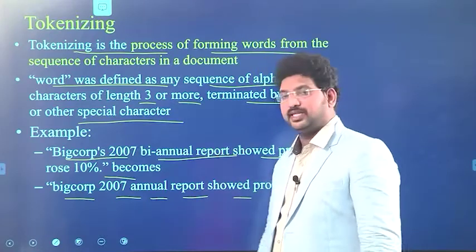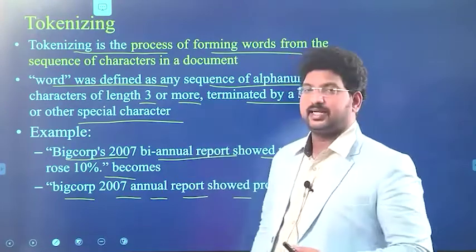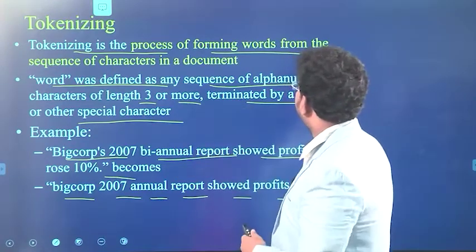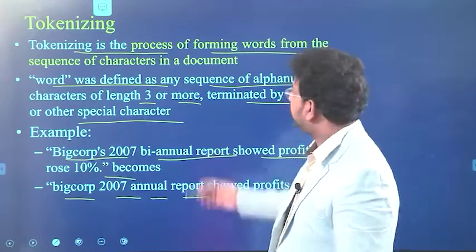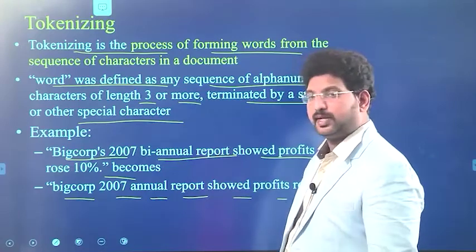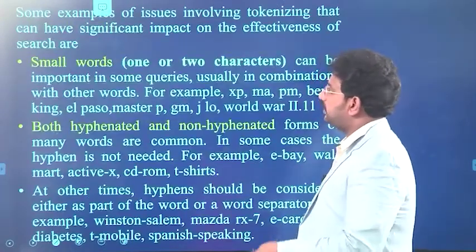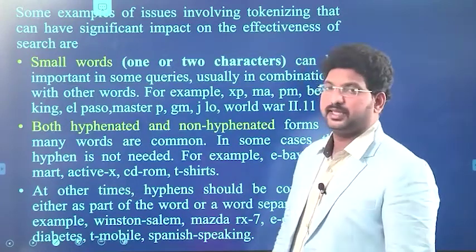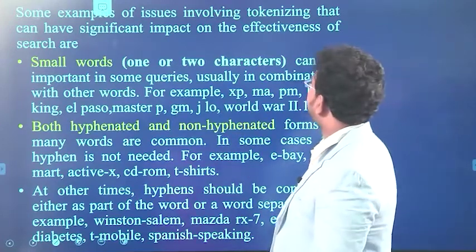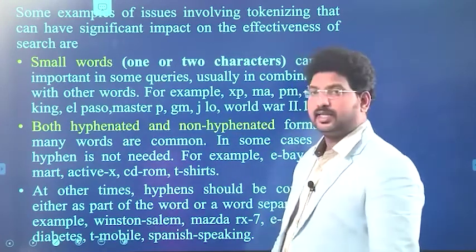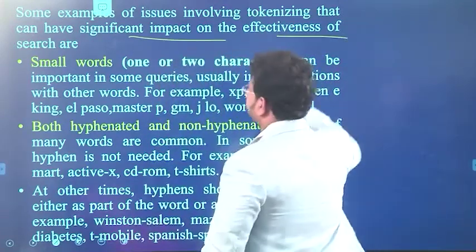As part of the tokenization, it is going to process the sequence of characters to form the words. It is the process of forming the words from the sequence of characters in the document. Here these are all the different tokens. And now we will see some of the issues present in tokenizing, some examples of issues involving tokenizing that can have a significant impact on the effectiveness of search.